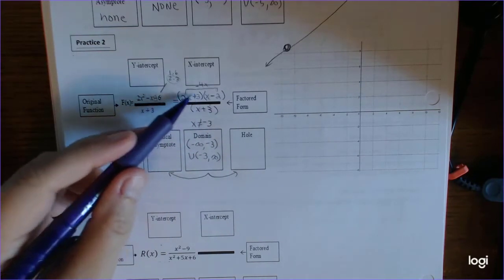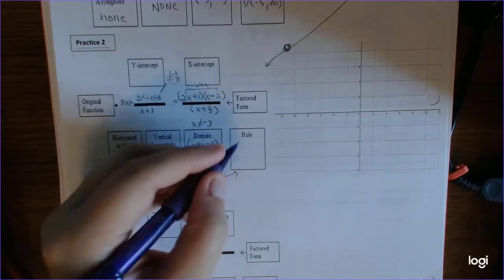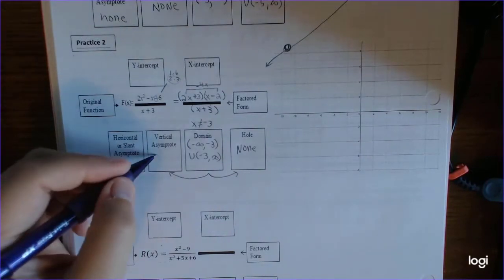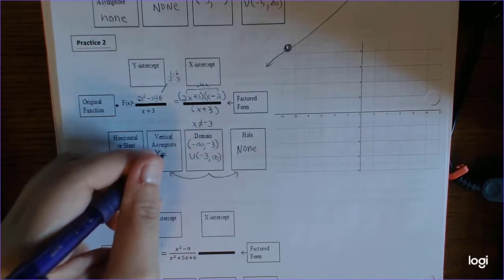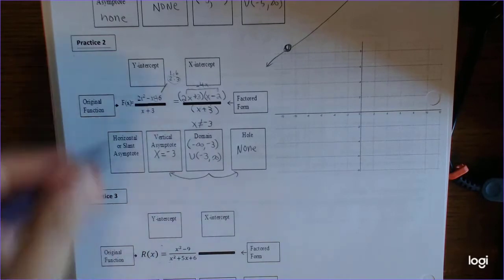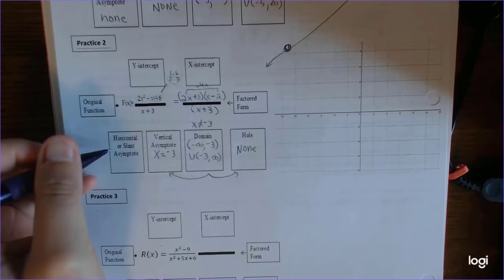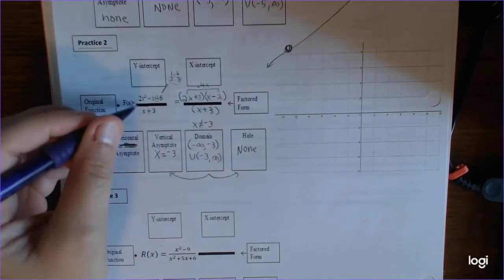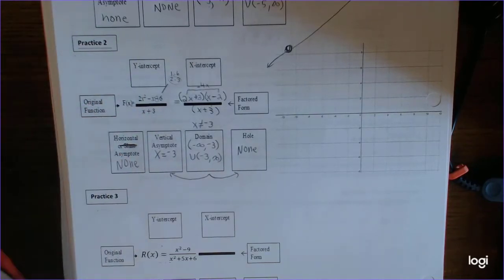Then we look to see if any of the factors cancel, and they do not. So since none of the factors cancel, there is no hole. Okay. So the vertical asymptote is going to show up, the restriction is going to show up as x equal negative 3. It comes from the denominator, comes from the restriction on the domain. Horizontal asymptote, you look at the degrees. So we have degree 2 over degree 1, degree large over degree small. That means there is no horizontal asymptote.